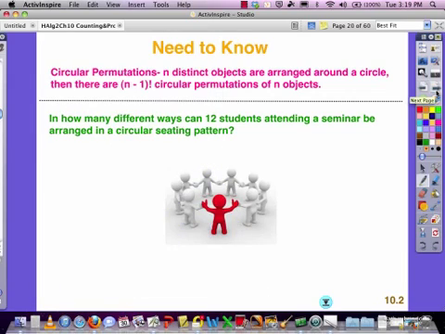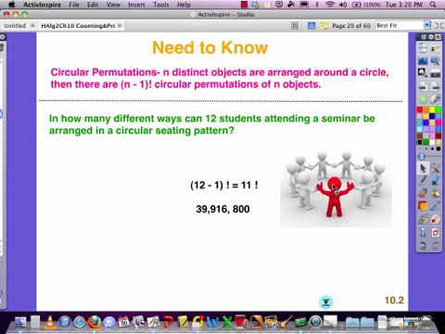Now, if we're dealing with circular permutations, you got to remember that n distinct objects are arranged around a circle. Then there are n minus 1 factorial circular permutations of n objects. Okay? In how many different ways can 12 students attending a seminar be arranged in a circular seating pattern? Okay, we got 12 of them. 12 minus 1 is 11. 11 factorial.